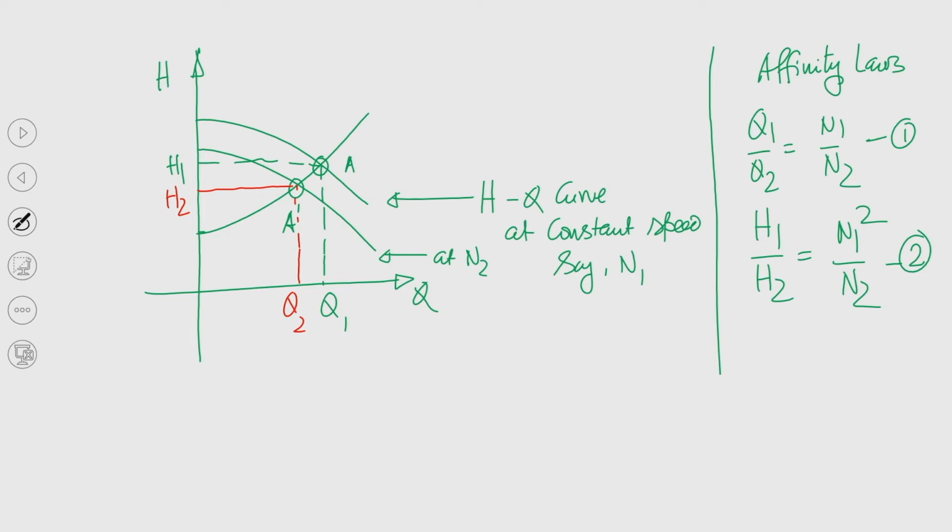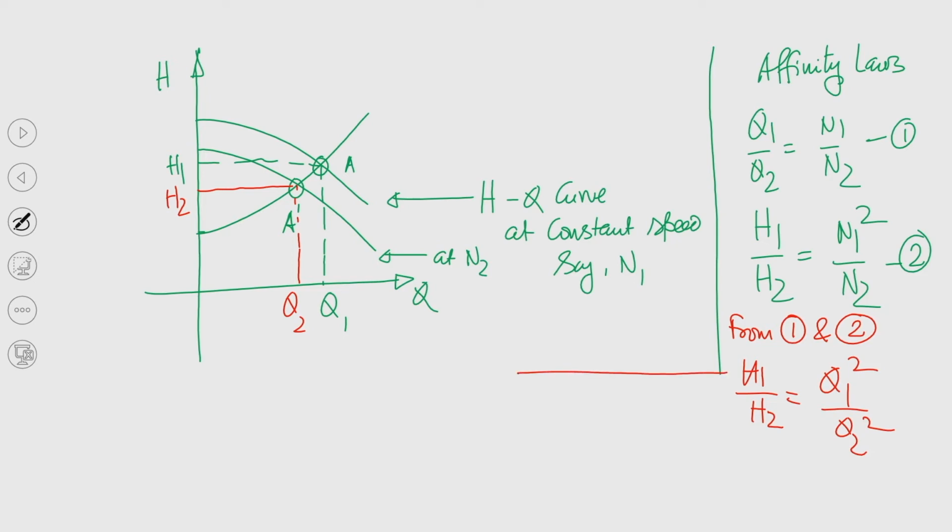So, basically you can understand that we can write from these two laws, from 1 and 2, that h1 by h2 equals q1 square by q2 square. So, n1 square by n2 square, that is q1 by q2 square, right. That is what it is. So, basically from this equation we can write that h1 equals h2 into q1 by q2 square.